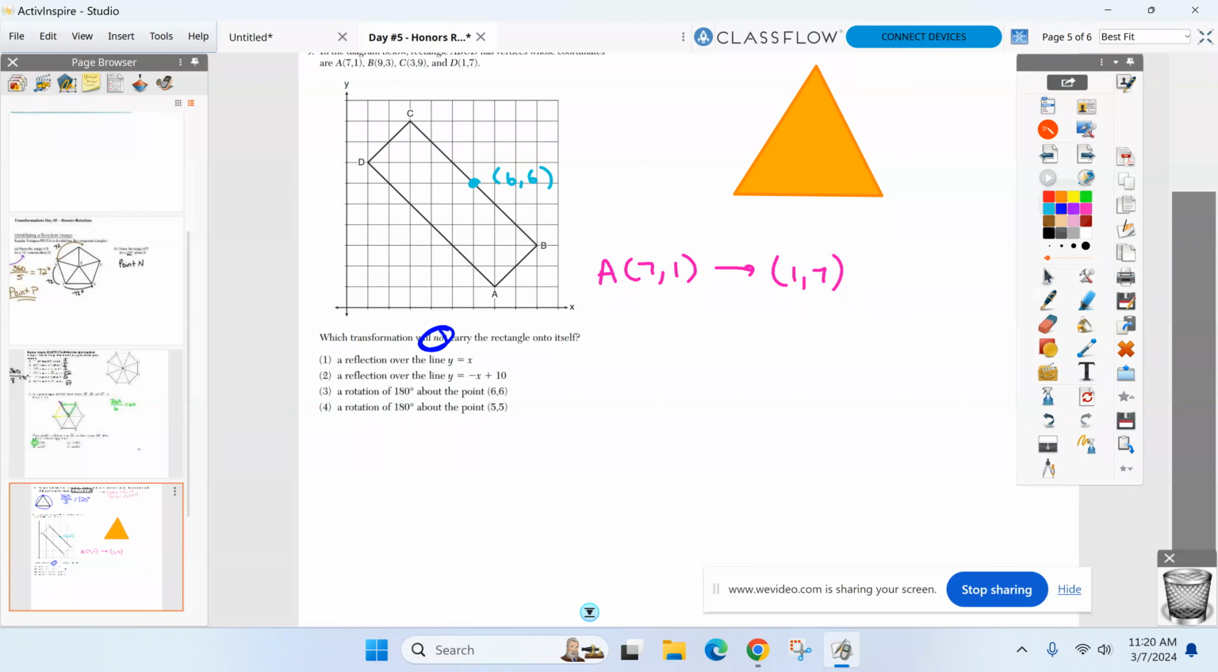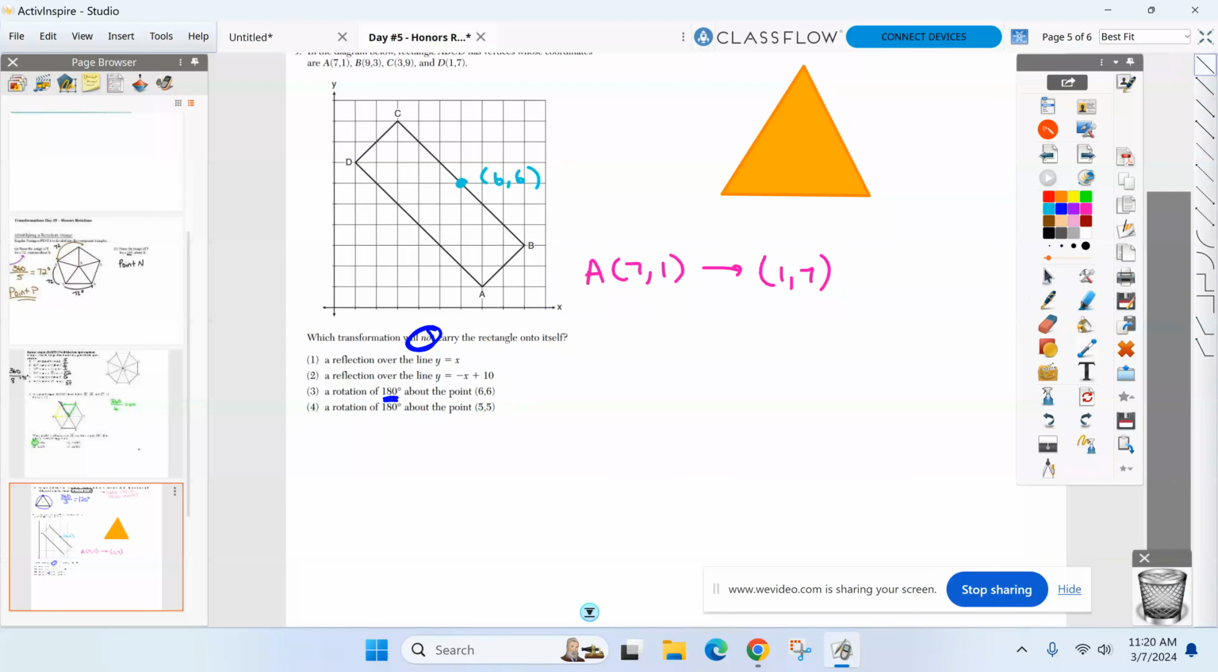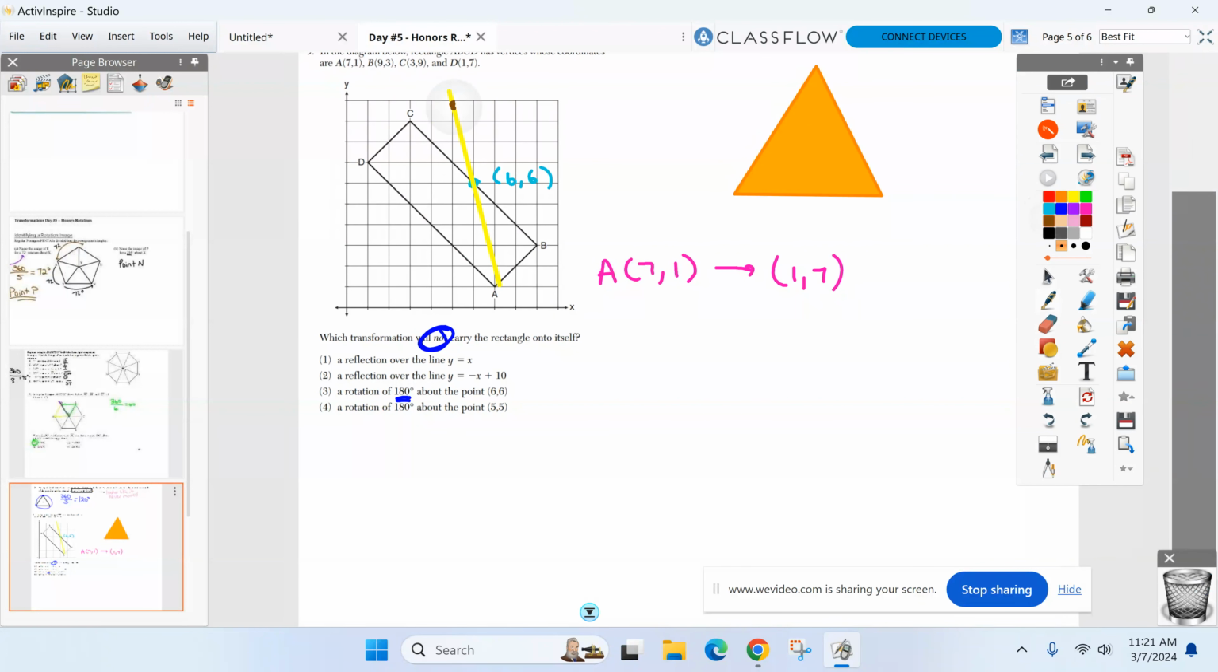All right, let's talk where point A would go. 180, which is directly on the other side, right? A straight line opposite it. Somewhere on the other side, 180, right? We always, you know, straight line, 180. Is that going to land on the rectangle? A prime is going to be somewhere over here, guys. I don't know where, but definitely somewhere over here, not on the original rectangle. So do we see that this one here will not carry it onto itself?